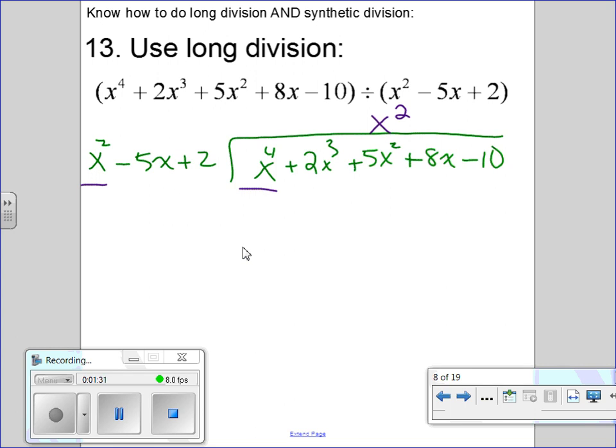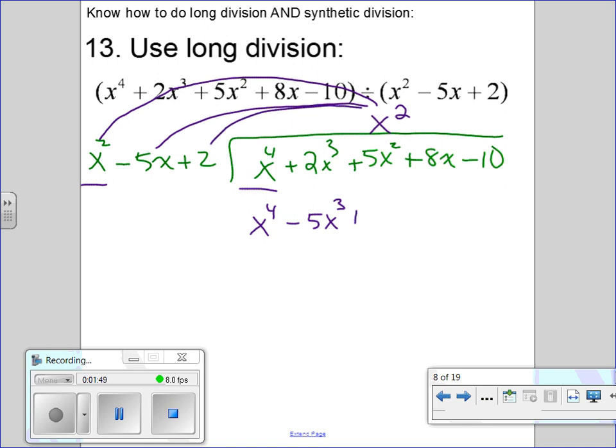All right, at this time, sometimes I draw a rainbow, sometimes I don't, it depends, but you want to do x squared times x squared and get x to the fourth. You want to do x squared times negative 5x and get negative 5x to the third. And you want to do x squared times positive 2 and get positive 2x squared. We're about to subtract down that whole group. All right, so you just got to be very careful when you're doing that subtracting.